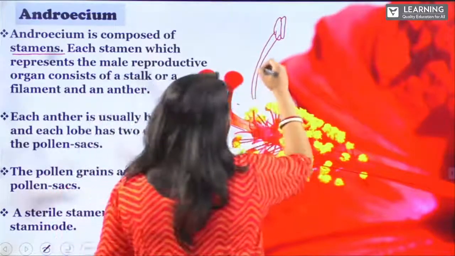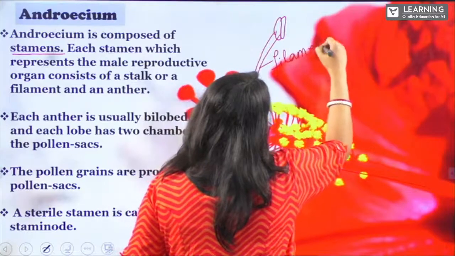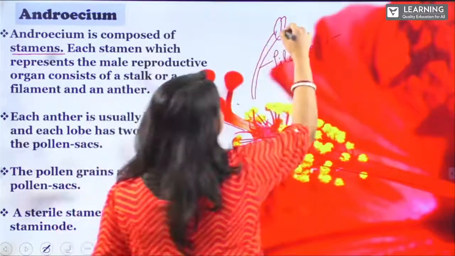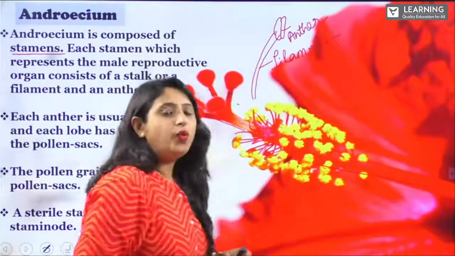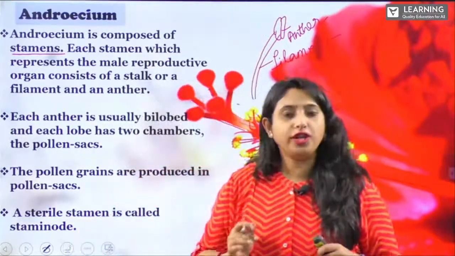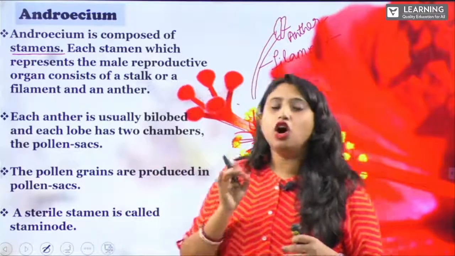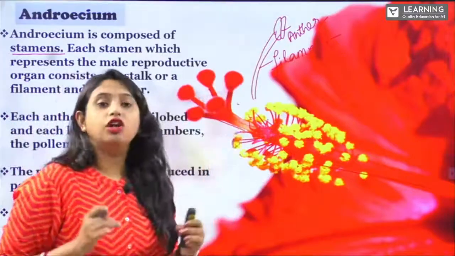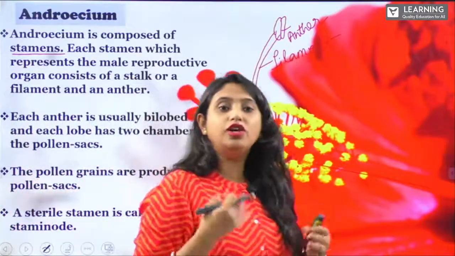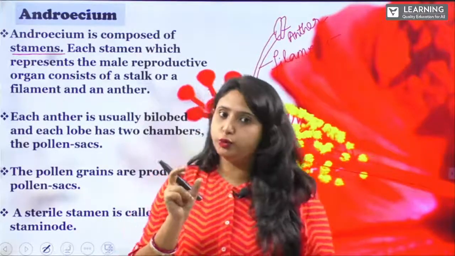So what is this? This is your filament, okay? And what is this? This is your anther. When you look at the anther and the filament, how is the structure of the filament? The filament looks like a long, thin, slender structure, isn't it? And when you look at the anther, how is the anther? The anther is bilobed, right?